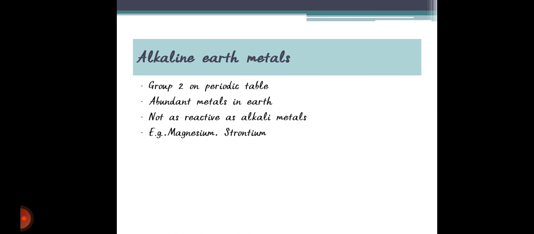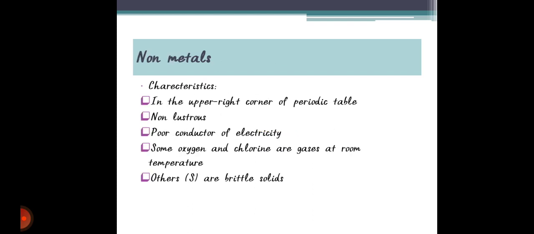Next, coming to alkaline earth metals. Group 2 on the periodic table are called alkaline earth metals, and they are abundant metals in the earth but not as reactive as alkali metals. Examples for these alkaline earth metals are magnesium, strontium, etc.